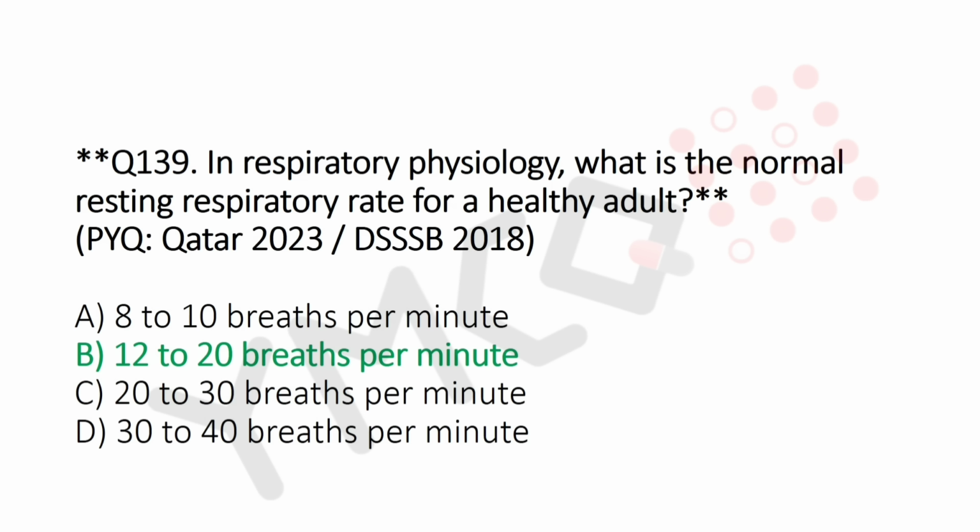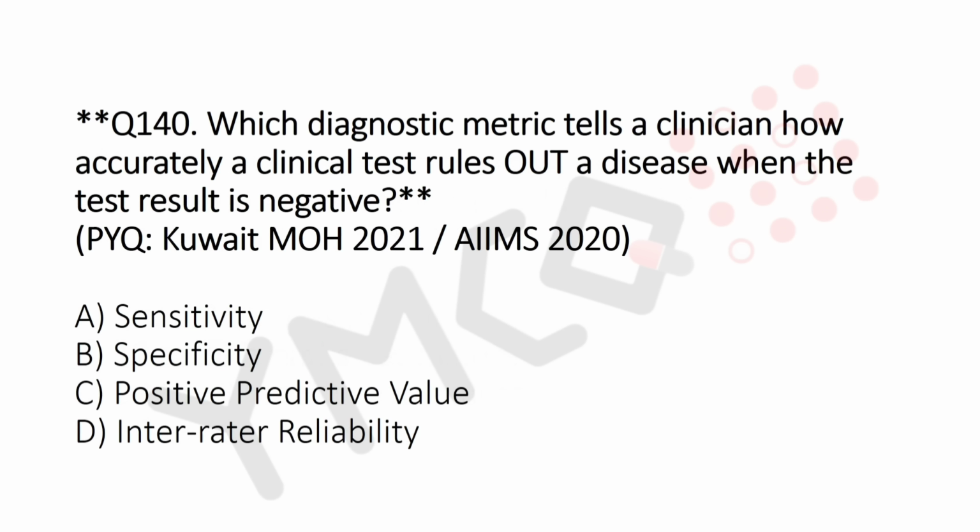A normal adult breathes between 12 to 20 times per minute at rest. Anything below 12 is bradypnea and anything above 20 is tachypnea. Now let's move to question number 140.